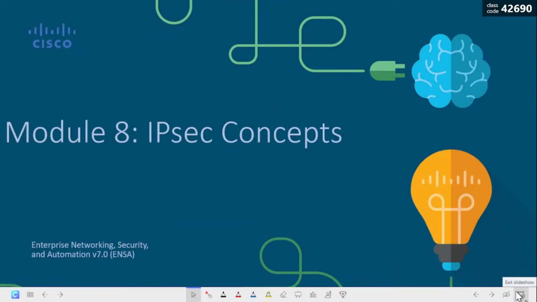Let us continue Module 8, the IPSec concept.